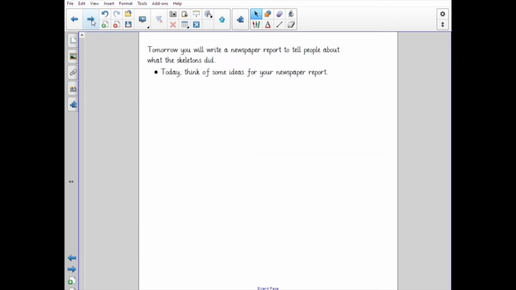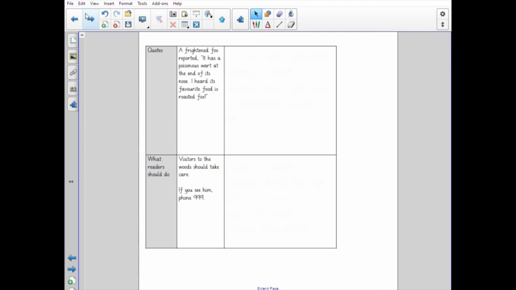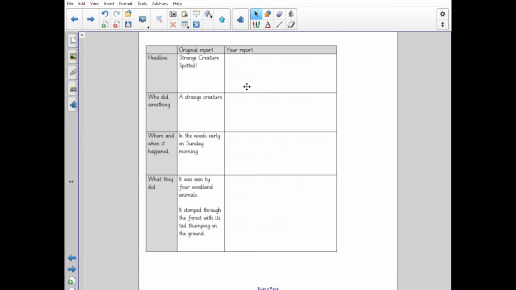Okay, tomorrow you're going to write a newspaper report to tell people about what the skeletons did. Today, you're going to think of some ideas for your newspaper report. Yesterday we examined a report to see what it should look like, and today is the day for ideas. You have this in your packs, and I've got the features that we coloured in down the side here, the original report, the one we looked at yesterday, and then some space here for your report, some ideas, and there's this page and that page as well. So I'll take you through some examples.